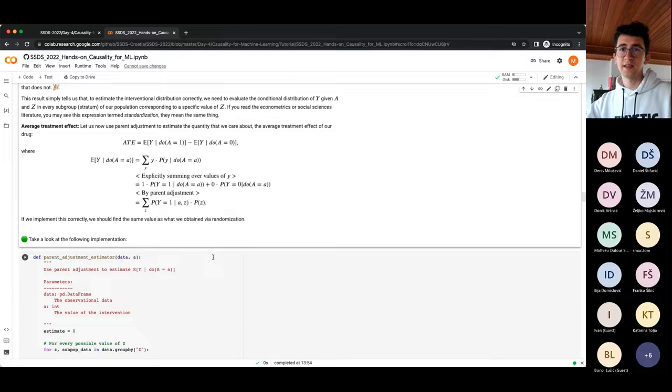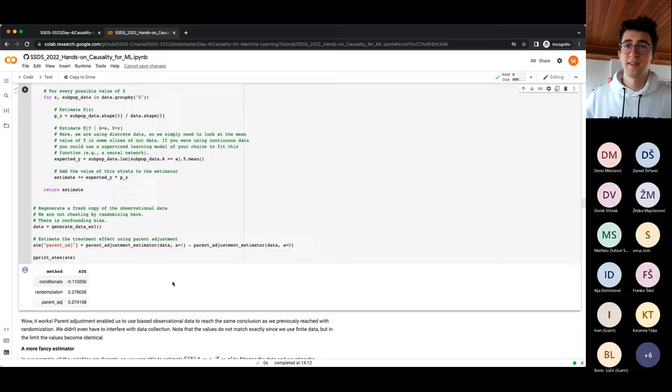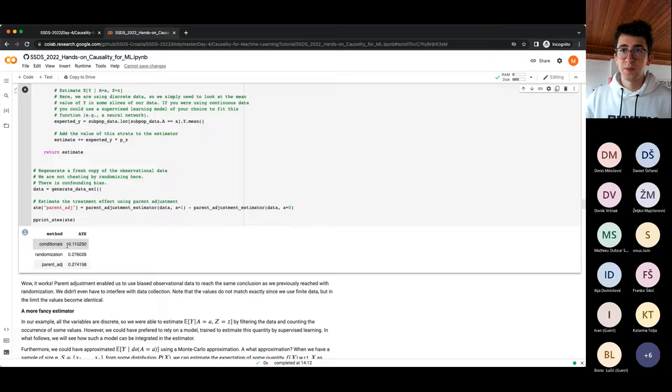So we can run it, and voila, we look at the average treatment effect scores. We see the conditional thing was wrong, right? The randomization was kind of the gold standard. And you see that the parent adjustment worked just fine, right? And of course, the thing that it's not perfectly matching or anything, that's really just because of the samples, right?